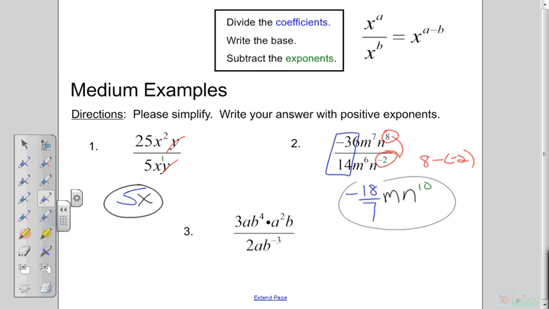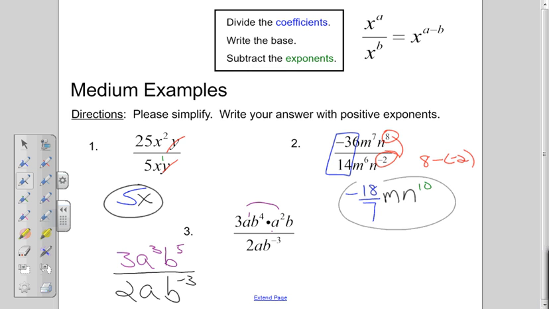So on top, I'm going to get, to start, 3a to the 3rd, because a's exponent there is 1, adding it to the exponent of 2, b to the 5th, because we have b to the 4th and b to the 1st. Okay? So, then all divided by 2ab to the negative 3.